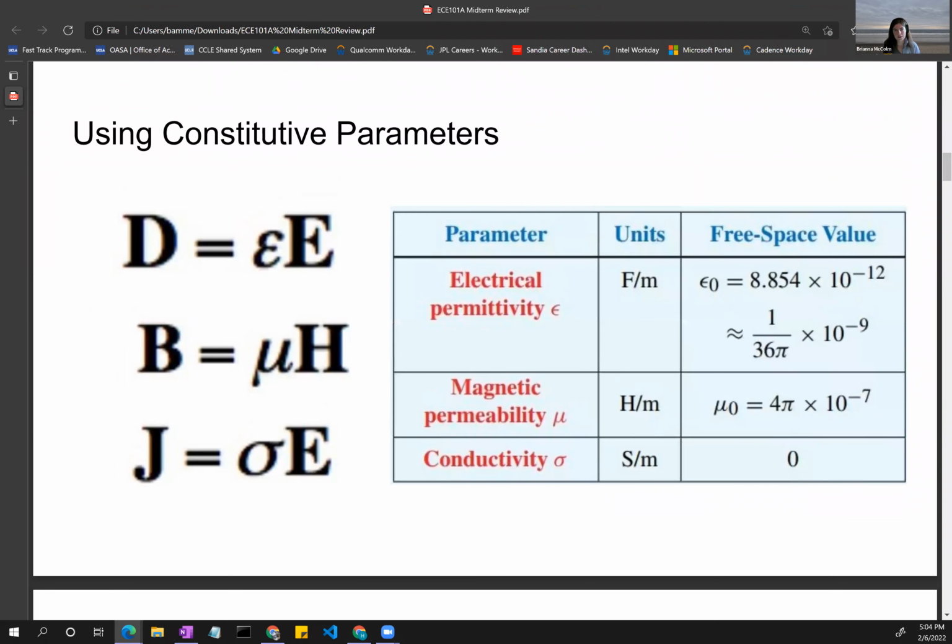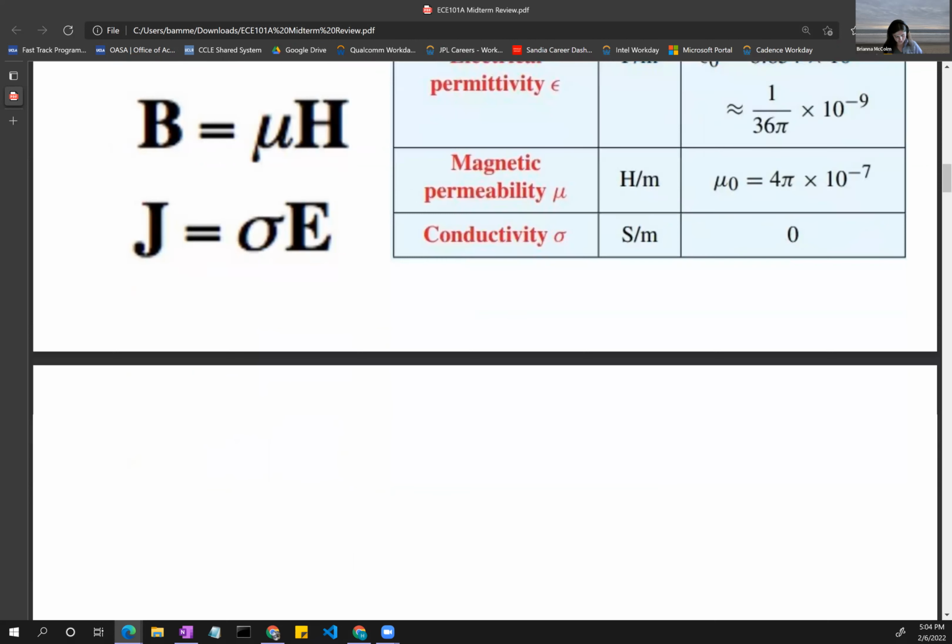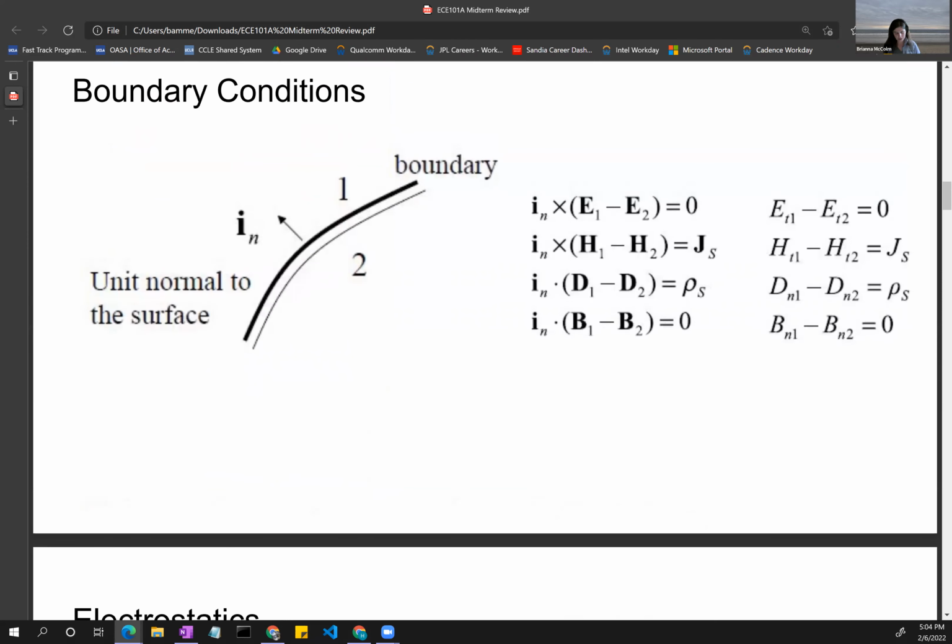So the various quantities in these equations are related by the constitutive parameters, which are the electrical permittivity, the magnetic permeability, and the conductivity of a material. And so it will be very helpful to you to potentially know the units and maybe just know the values of these parameters. You don't really have to memorize them, but it would be good to be familiar with them so that you can at least do an order of magnitude check on any answers that you get.